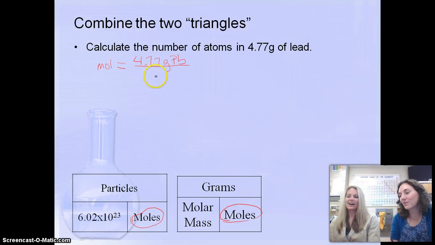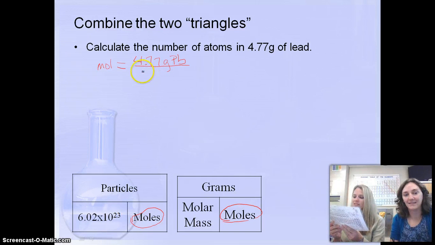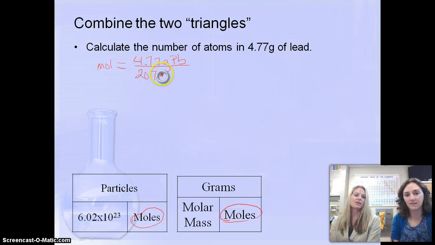Okay, what is the molar mass of lead? You know what? I don't use that one enough. I'm going to have to look it up. 207. If we've got 207 gram per mole, we divide those, and we end up getting 0.023 mole Pb.